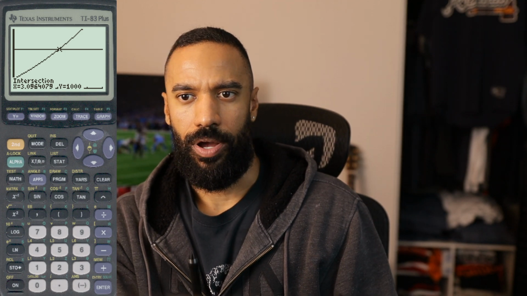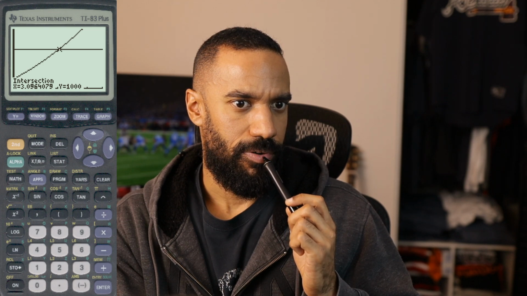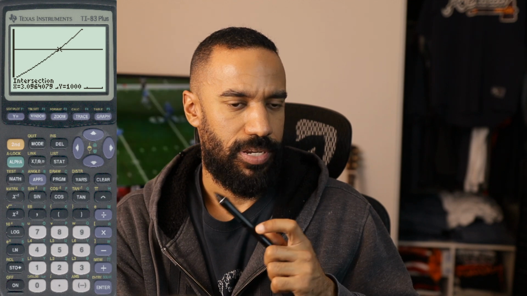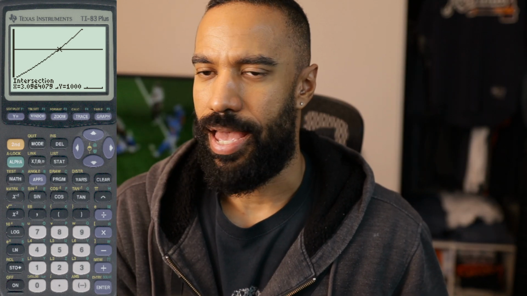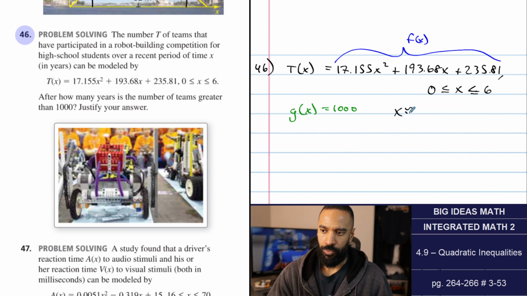So let's find out where they intersect here. All right, 3.096. I'm going to round that up to 3.1. Wait, what is this? The number of teams have participated over a recent period of time of x in years. So this x is 3.096. I'm going to say about 3.1. So x is about 3.1 there.